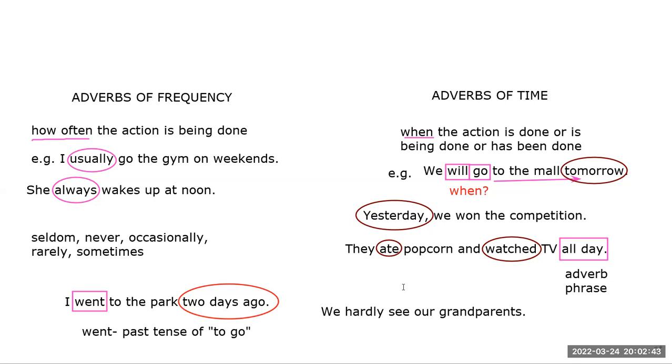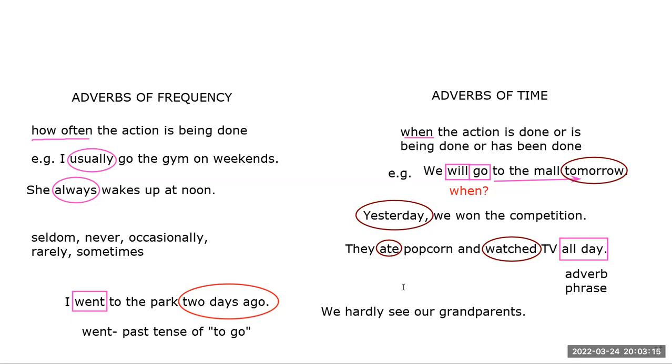Time. Is it time or is it frequency? Frequency, miss. Right, because hardly means I ask the question, how often? How often do we see our grandparents? We hardly see our grandparents. So it is frequency. If we ask when, we don't get a particular point in time, right?